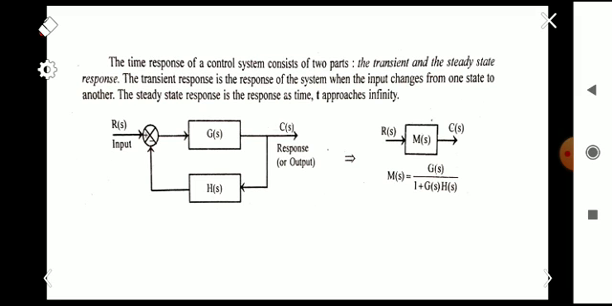Normally in some cases the amplitude may be the same. When the time increases, the amplitude keeps on constant, so we can say that saturation occurs. So the steady state response is the response as time t approaches infinity.